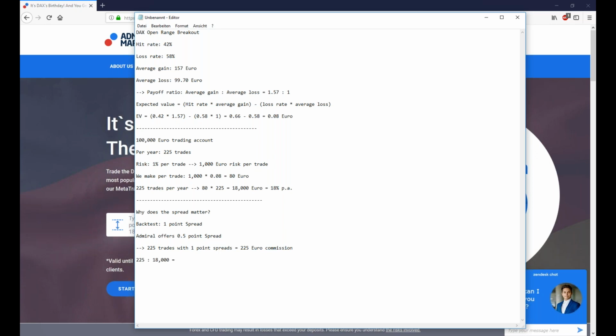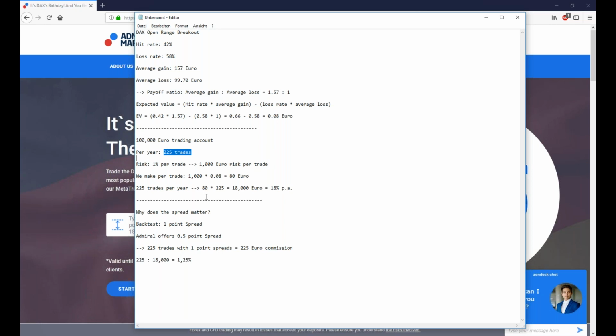And if you do this, you get 225 through 18,000, you get 1.25. You might say this is not much, but let's assume you're not only trading one approach of 225 trades, but you have several strategies running in the DAX. You have a portfolio of strategies, let's say 10 strategies, all of them making 200 trades a year.